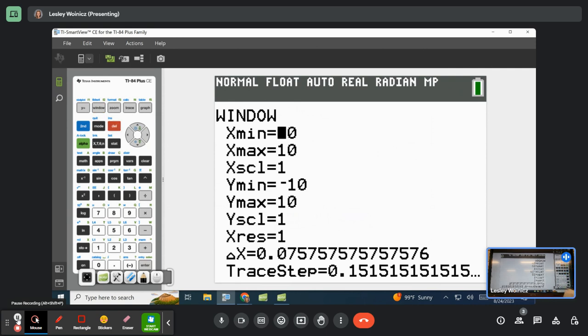Okay, and then our max, what's our maximum score? 27, so we can make this one what, like 30? Okay, then we go to graph.